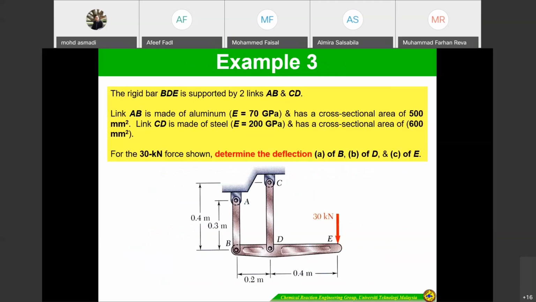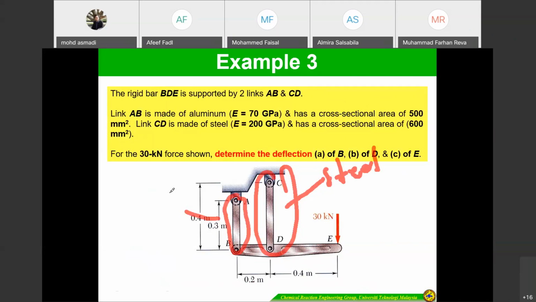If you look here, we want to find the deflection at point D, but we have no information for the bar CD, since we apply the force at point E. The rigid bar BDE is supported by two links, AB and CD. Link AB is made of aluminium, with a cross section of 500 square millimeters. Link CD is made of steel, a different material.